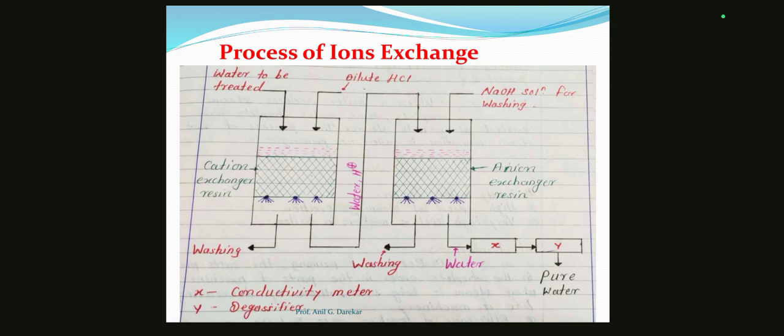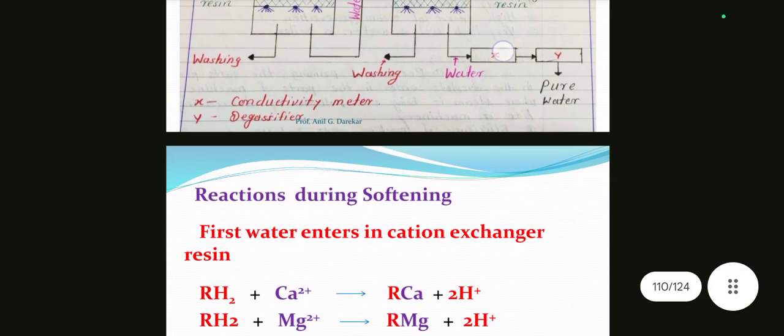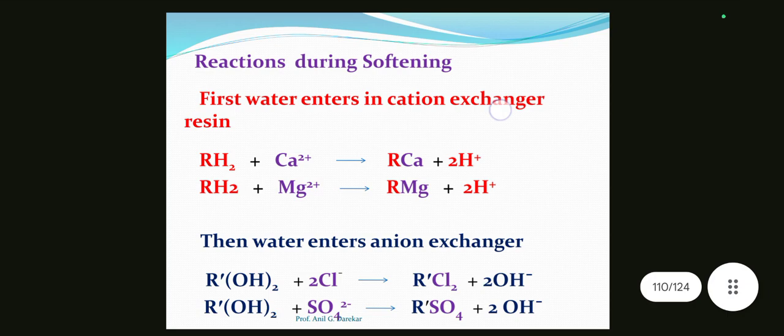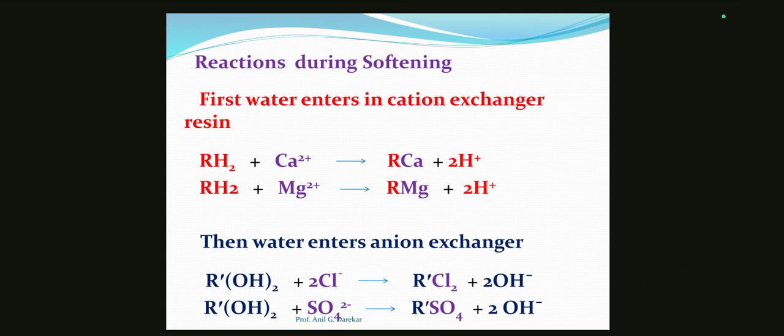Then that water passes through Y. Y is a degasifier where all types of gases are removed. And finally we get water which is completely free from ions, and that water is called pure water. After the diagrammatic presentation, you have to write the reactions during the softening, during the treatment.